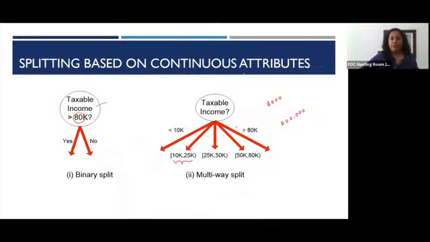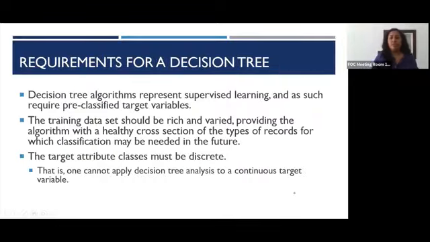Good. Thank you. So let's move on to requirements for a decision tree. What are the requirements when you are developing a decision tree, right? The decision tree algorithm represents supervised learning and as such needs pre-classified target variables. Of course, because it's supervised learning, you need a labeled data set.